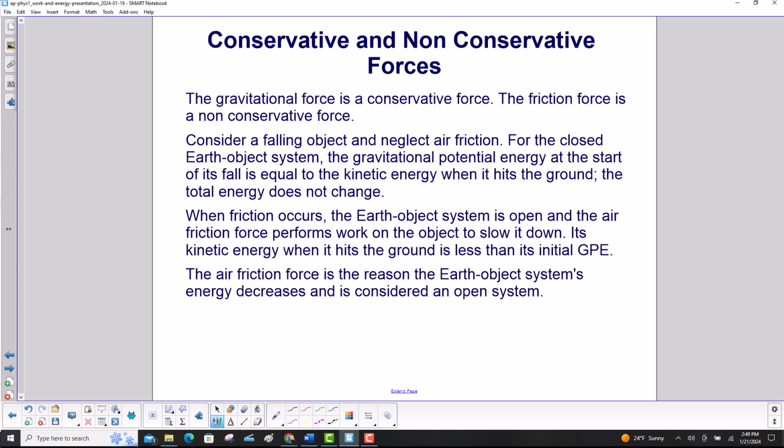Consider a falling object and neglect air friction. For the closed Earth object system, the gravitational potential energy at the start of its fall is equal to the kinetic energy when it hits the ground. The total energy does not change. When friction occurs, the Earth object system is open, and the air friction force performs work on the object to slow it down. Its kinetic energy when it hits the ground is less than its initial GPE. The air friction force is the reason the Earth object system's energy decreases and is considered an open system.